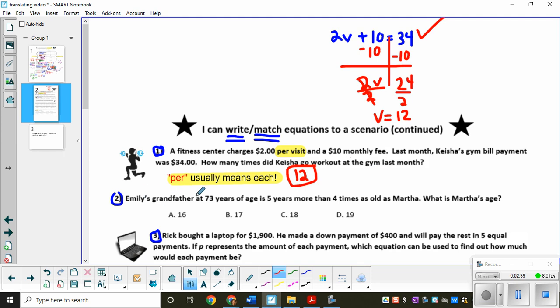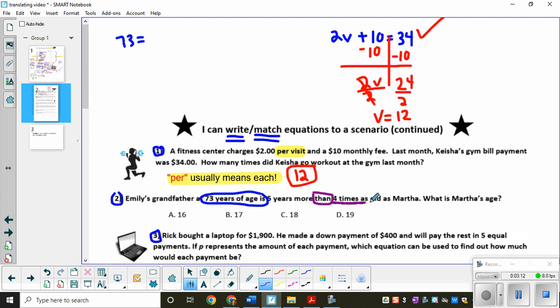Emily's grandfather at 73 years of age is 5 years more than 4 times old as Martha. What is Martha's age? All right, so Emily's grandfather right now, he is 73. Okay? And that is 5 years more than 4 times old as Martha. So you might remember, we already know that the 73 part is translated. Now 5 years more than, we have a than.